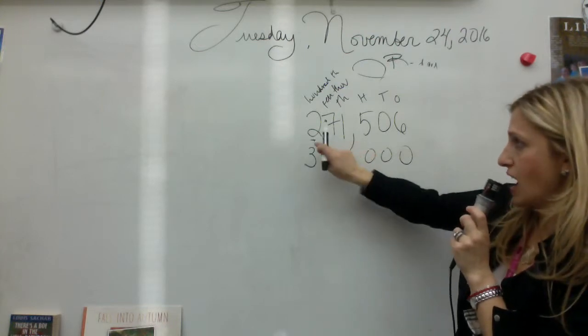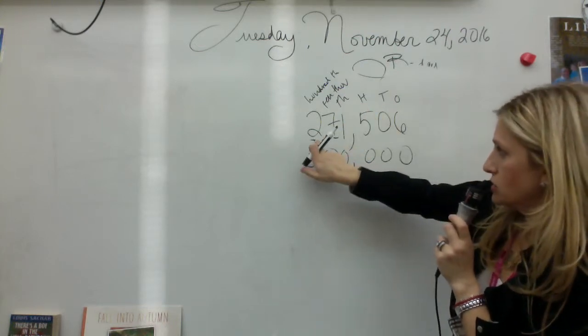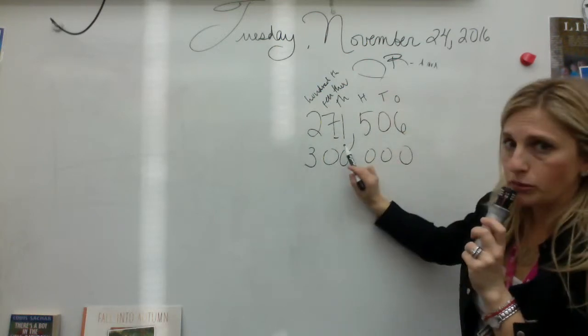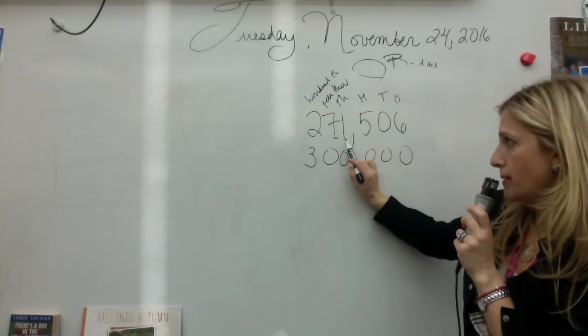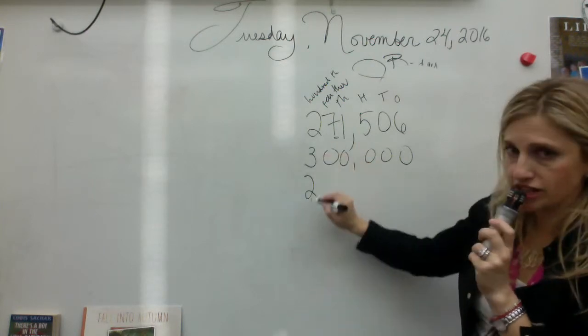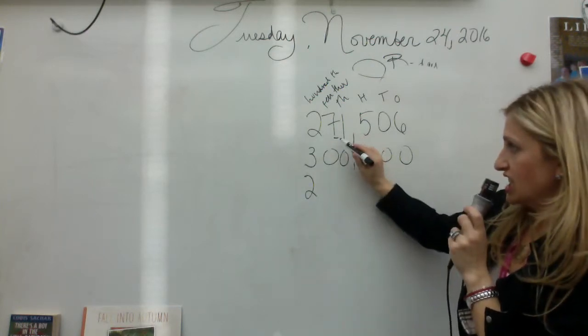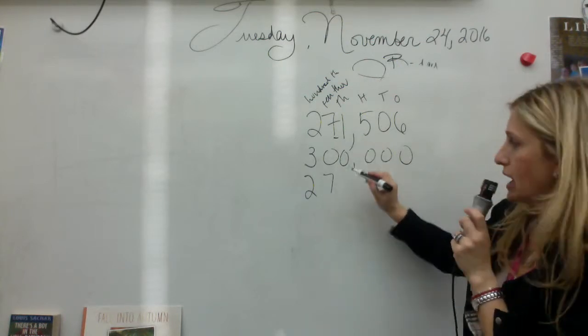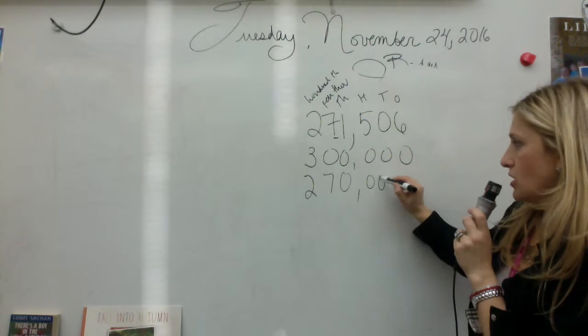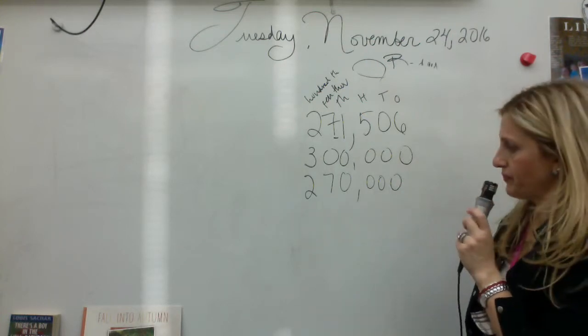If I'm rounding it to the 10,000s, the number in the 10,000 spot is 7. I look to the right, and it's a 1. So the 2, nothing's going on with the 2. The 7 is going to remain a 7 because 1 does not get to bump it up. And the rest of the digits are filled in with zeros.